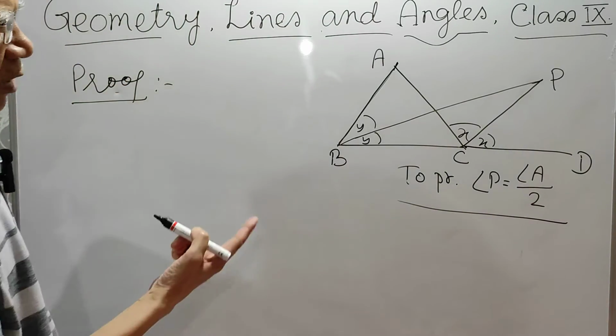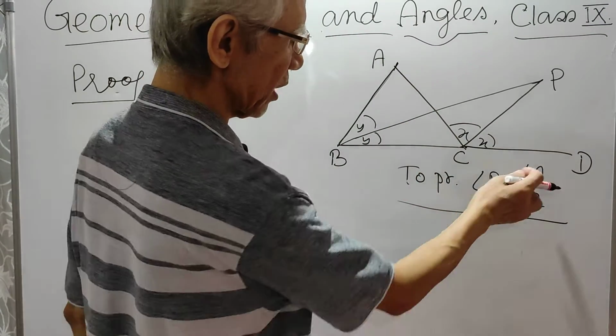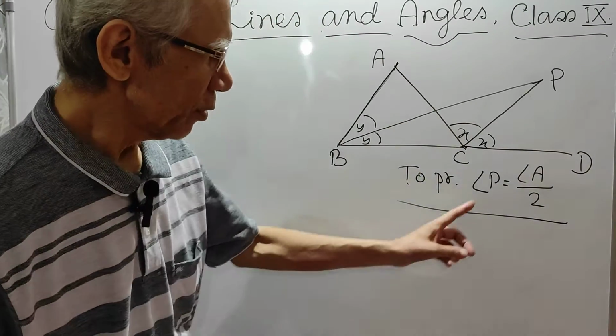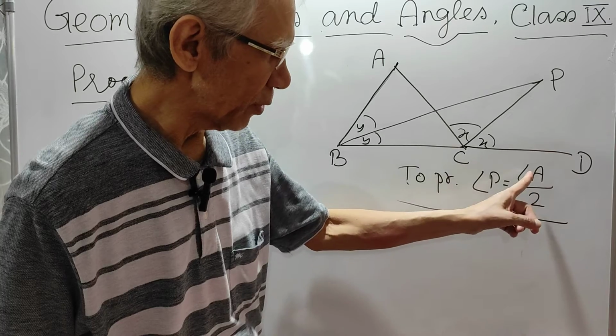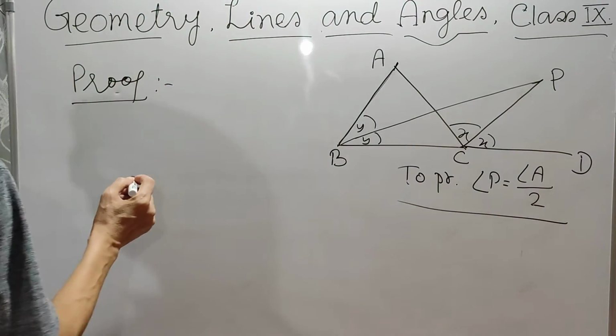Now we can start from p or start from a. So let me start from a. We have to prove p equal to a by 2. That means we have to prove a equal to twice p. So let us start from a.